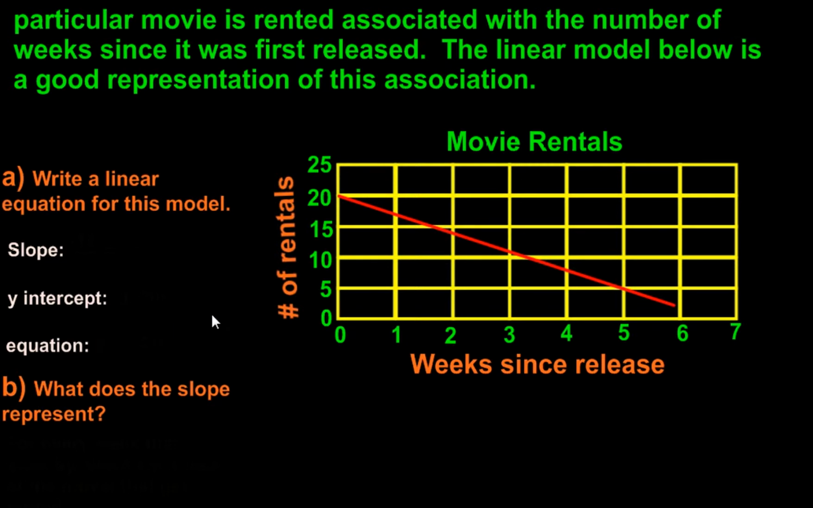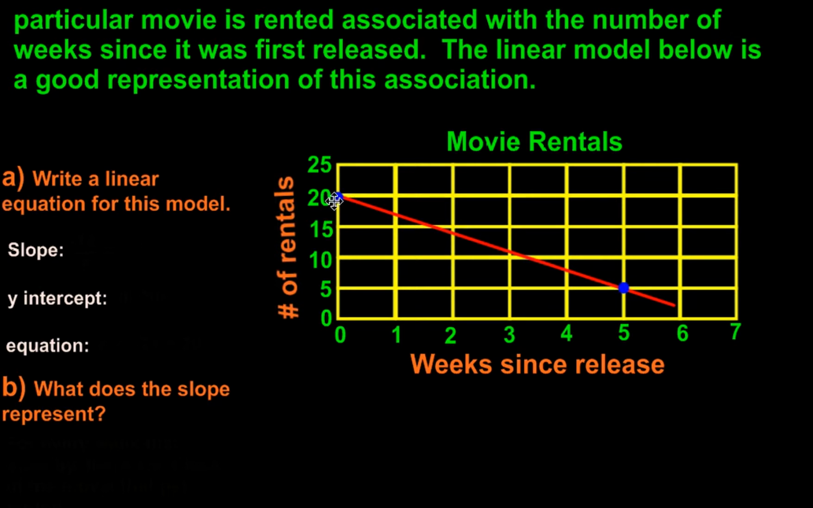To find the slope, the first thing we want to do is figure out where this line crosses nicely at intersections on this graph. We can see it starts at 20, so that's a good spot to choose. Then it doesn't cross nicely on any point in the graph again until we get down here to 5.